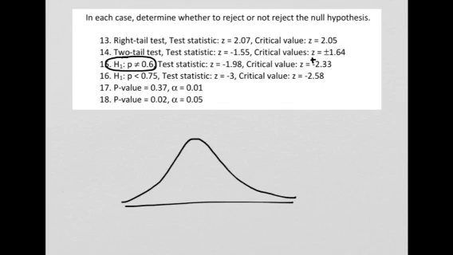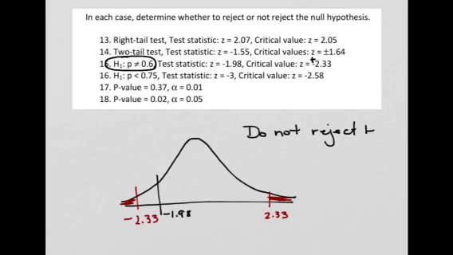But since it's a two-tail test, there's two critical values. And I mark negative 2.33 and positive 2.33. Rejection regions. And the test statistic is negative 1.98. So again, do not reject the null hypothesis. And then in 16, you have a left tail test. You'll follow the same reasoning, and in that case, you will reject the null hypothesis.